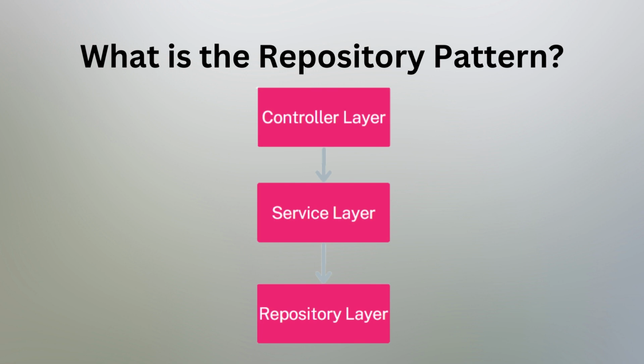What is the repository pattern? The repository pattern is a design pattern that provides an abstraction layer between the data persistence layer and the business logic layer of an application. It acts as a mediator, encapsulating the logic required to fetch, store, and manipulate data. The pattern promotes a clean separation of concerns by isolating data access operations from the rest of the application.